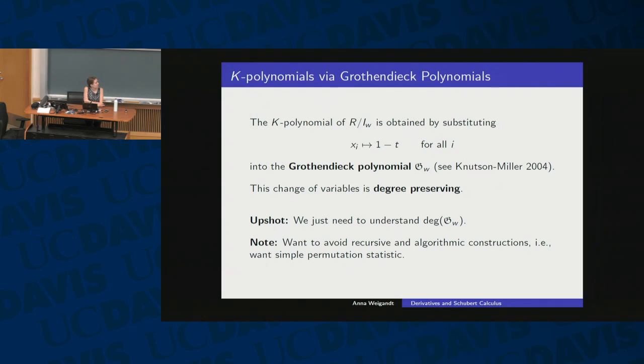So the upshot is we really just need to understand the degree of the Grothendieck polynomial. And the good news is we have years and years of combinatorics to help us think about Grothendieck polynomials. Now, when I ask what's the degree of the Grothendieck polynomial, you could say, oh, there's a pipe dream formula, and look for the pipe dream with the most number of crossings. That is an answer, but it's not a very satisfying answer. So to answer this question, we wanted to avoid recursive algorithmic constructions if at all possible, and just find a simple statistic on permutations.